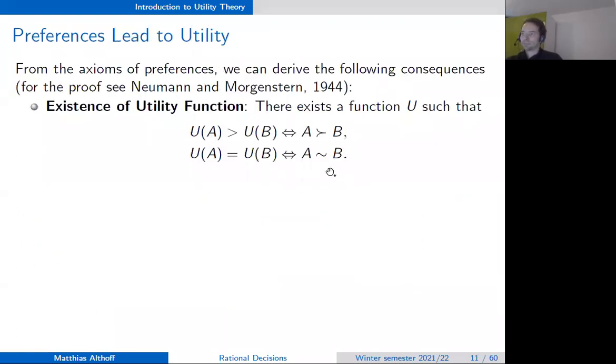Good. So now that we know how to act rationally, and we already started talking about preferences, we can talk about the fact that preferences lead to utilities. If you prefer A over B, then the utility of A should be higher than the utility of B. And if you're indifferent about A and B, then of course the utility of A and B should be equal.